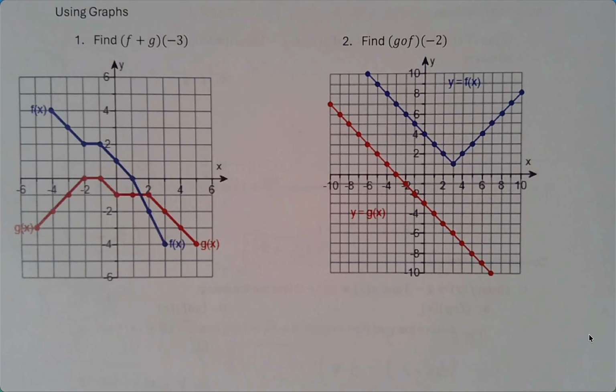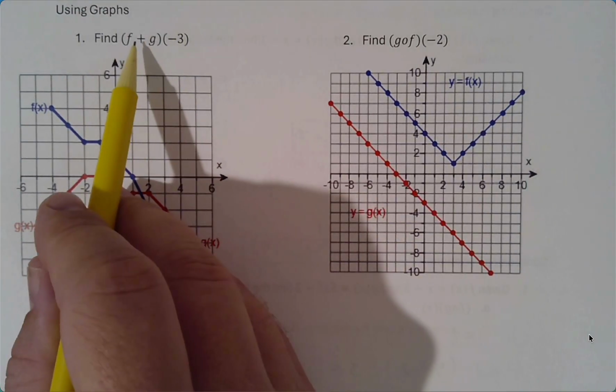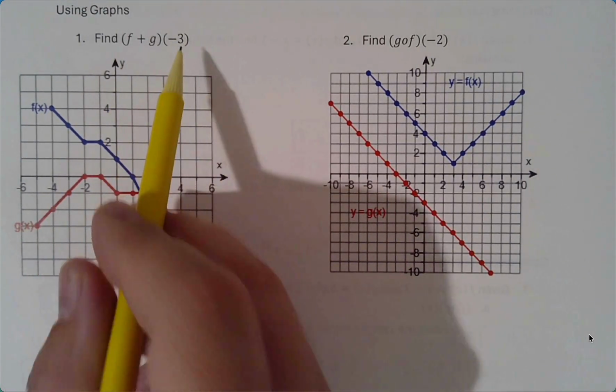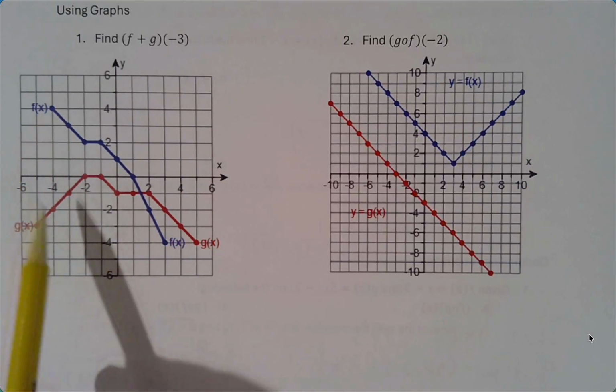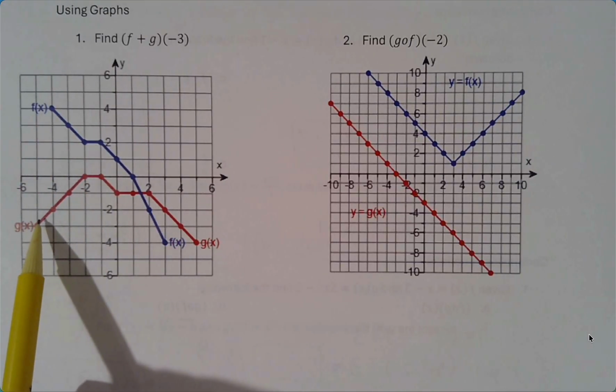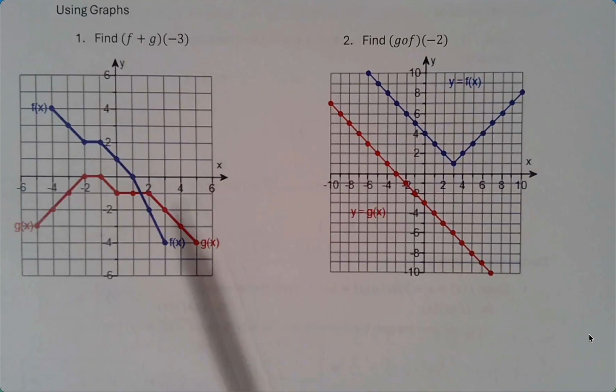All right, we've got our last two questions here with some interesting formatting. But here we go, let's dive in. So this says (f + g)(-3), and you can see we've got two different graphs here. f is graphed in blue, g is graphed in red, but they want (f + g)(-3).